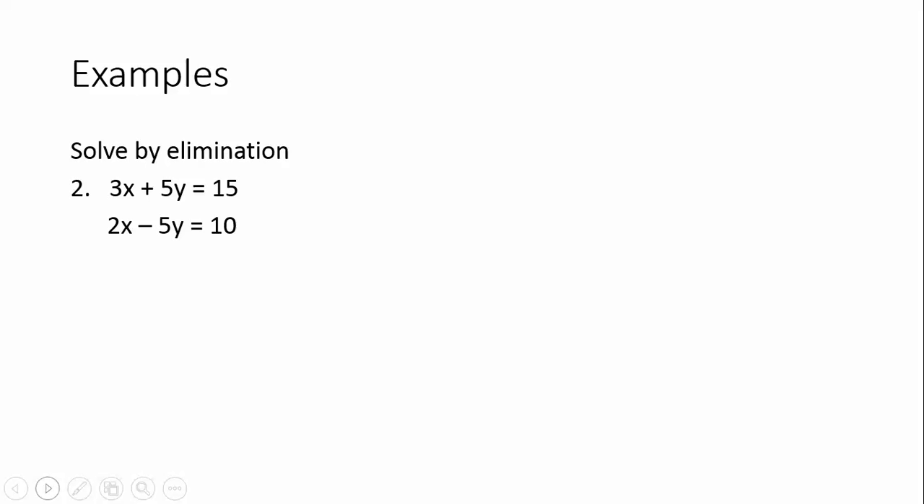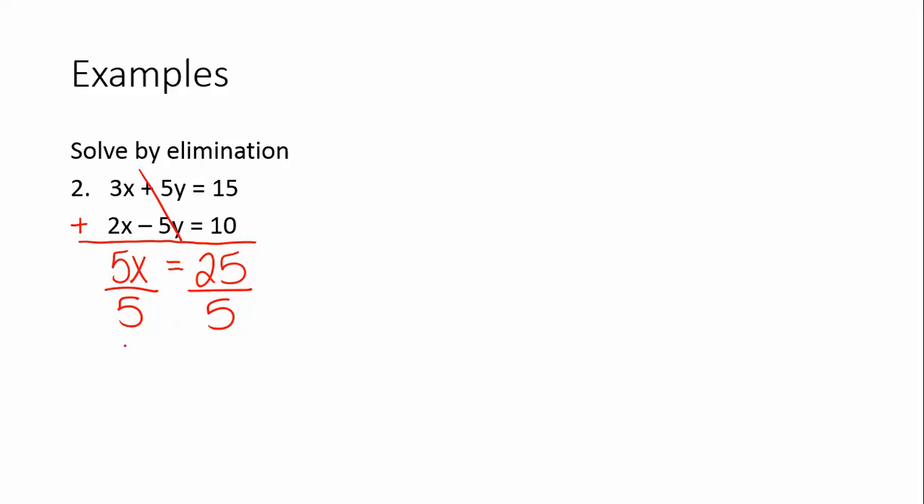So here we have 3x plus 5y equals 15 and 2x minus 5y equals 10. You can see that we have opposite coefficients on the y's. So that's the variable that's going to eliminate. We're going to add the 2 equations together. So 3x plus 2x, that's 5x. The y's eliminate, and we get 25 on the right, 15 plus 10. Divide both sides by 5, and we get that x equals 5.